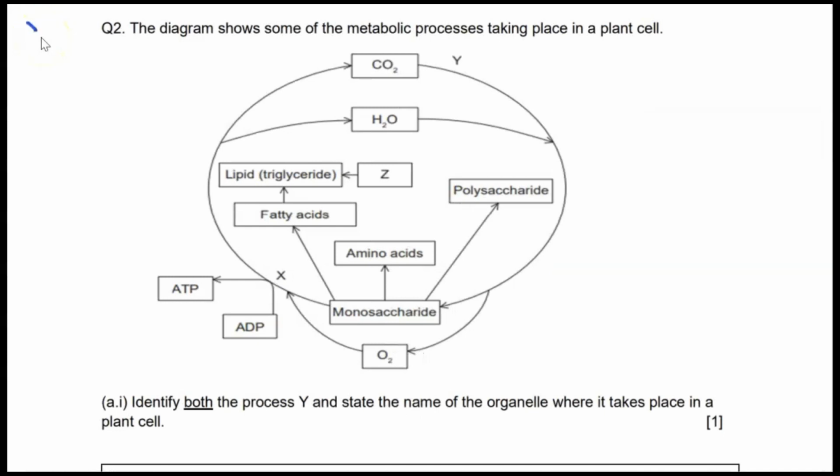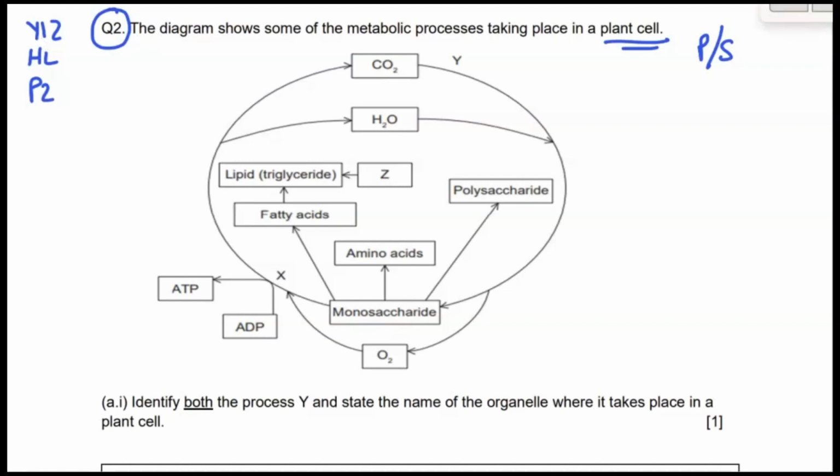Okay, here we're looking at the Year 12 Higher Level Paper 2, Question 2. The diagram shows some of the metabolic processes taking place in a plant cell. So this should immediately alert us to the fact that we will probably find somewhere on this diagram photosynthesis. A brief look at the diagram, we can see carbon dioxide and water combining, polysaccharides from monosaccharides, and the breakdown of ATP.